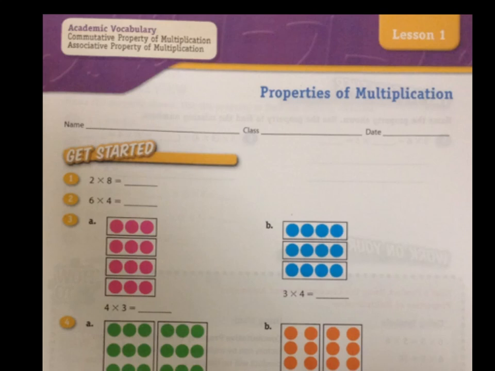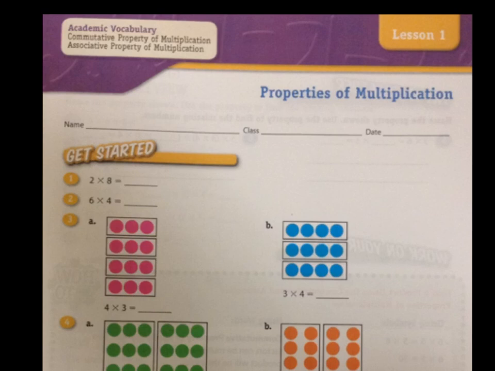Okay, this is Lesson 1, Properties of Multiplication. Your academic vocabulary is commutative property of multiplication and associative property of multiplication. I'm going to want you to write those definitions on page 2. Let's go ahead and look at problem number 1.